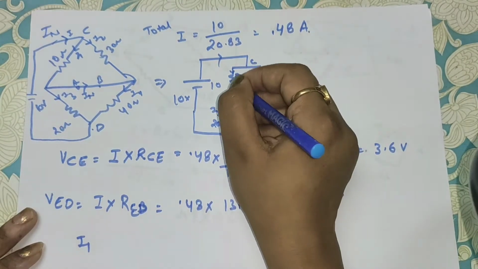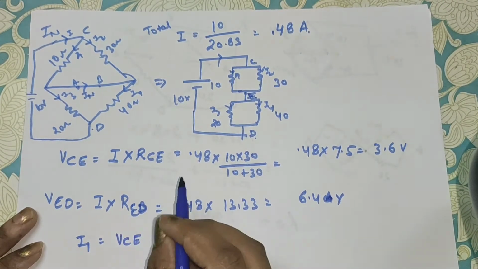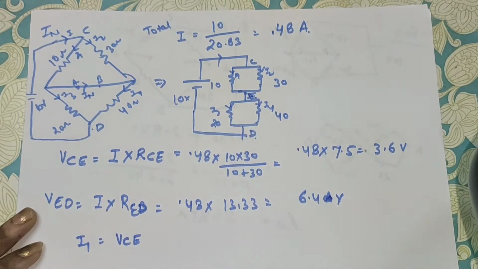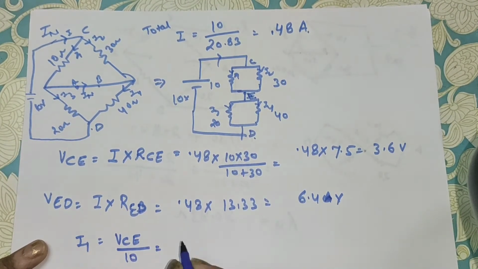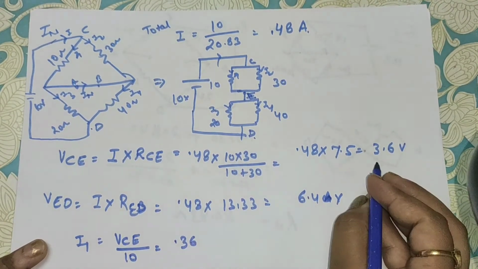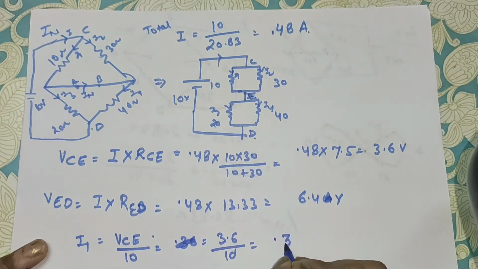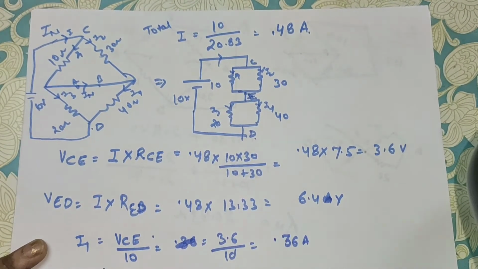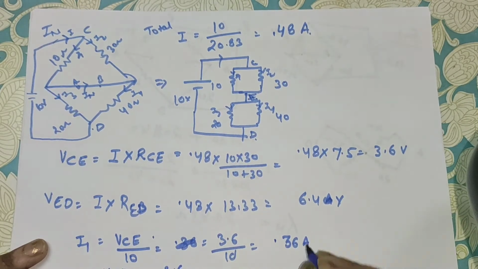Now I1 if you calculate, that is VCE upon, because both are parallel. If you calculate one, you can find the other also. So that will be upon 10, because this is 10 ohm. So I can write here 3.6 upon 10. That is 0.36 ampere. Similarly, I2 is VCE upon 30. So VCE is 3.6 upon 30. You can find 0.12 ampere.